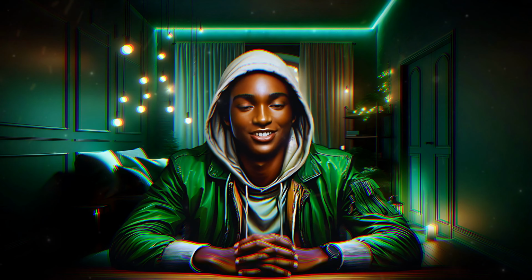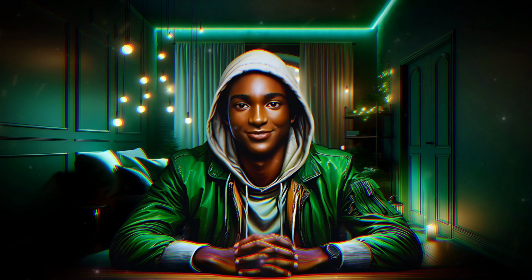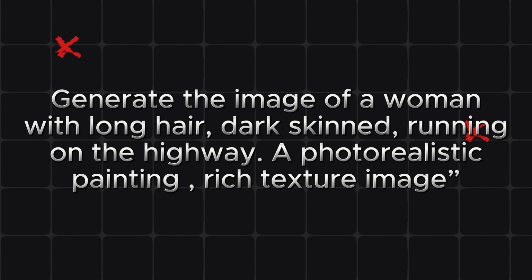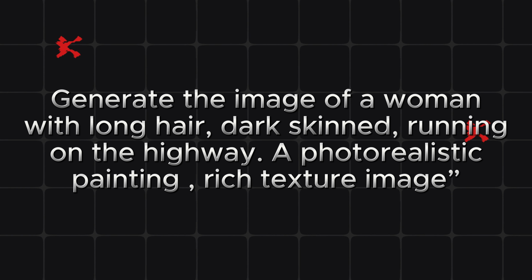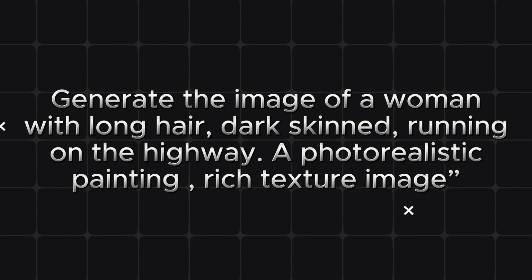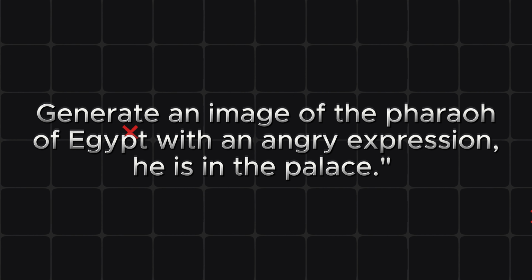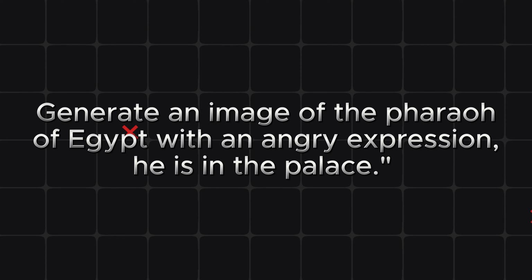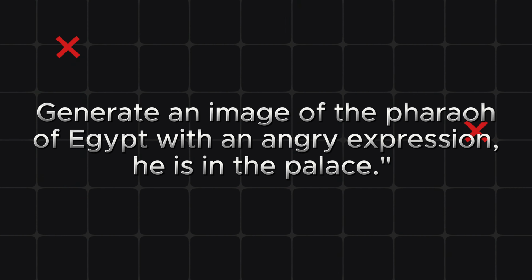But before we continue, here are the prompts I will be using for image generation. So the second prompt is, generate the image of a woman with long hair, dark-skinned, running on the highway. A photorealistic painting, rich texture image. And the third prompt says, generate an image of the Pharaoh of Egypt with an angry expression. He is in the palace. So let us do this together.